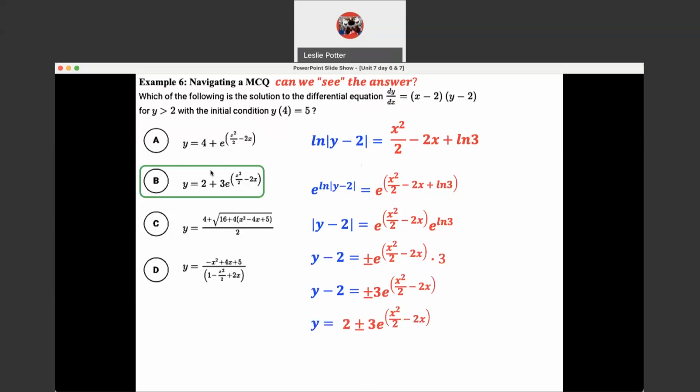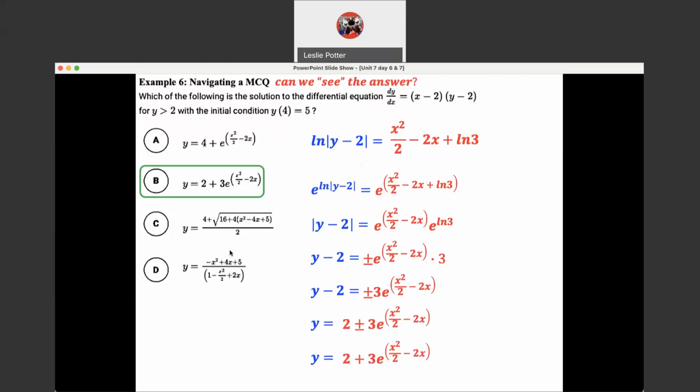When I add 2 to both sides, I get exactly what I see in B. Okay, so that was a lot of steps. If you can start to see the answer after the first couple of steps, that's just a monumental time saver. That's why I really highly encourage that on multiple choice questions.